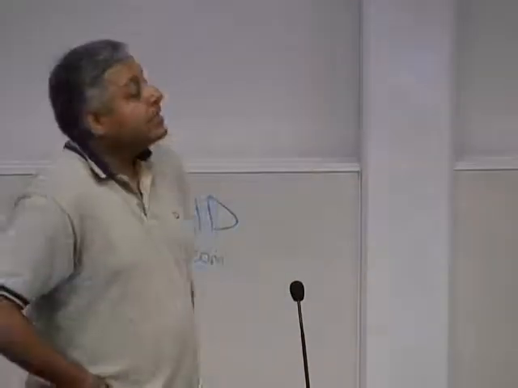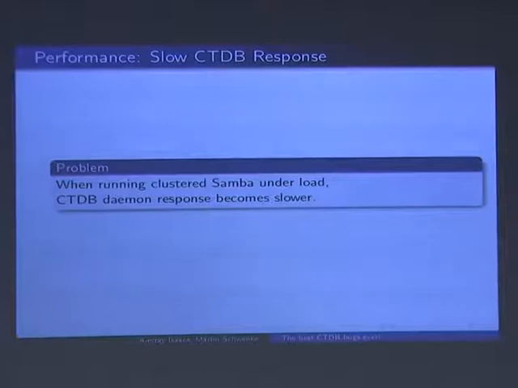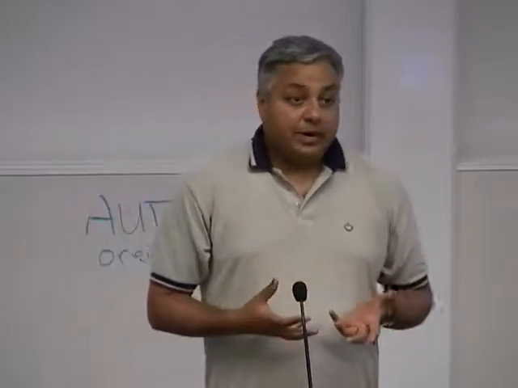So let's get to the first defect. We have two kinds of defects. One is the performance defects, and there are some which are really bugs. So when we are running Samba under load, we notice that the CTDB daemon starts responding very slowly. Okay, that's pretty vague. So let's start looking at how we figure out what's happening.